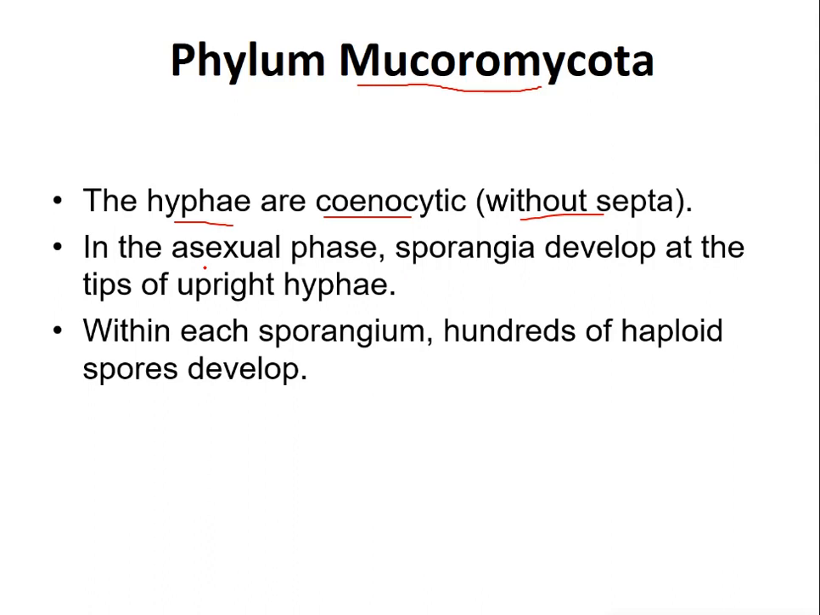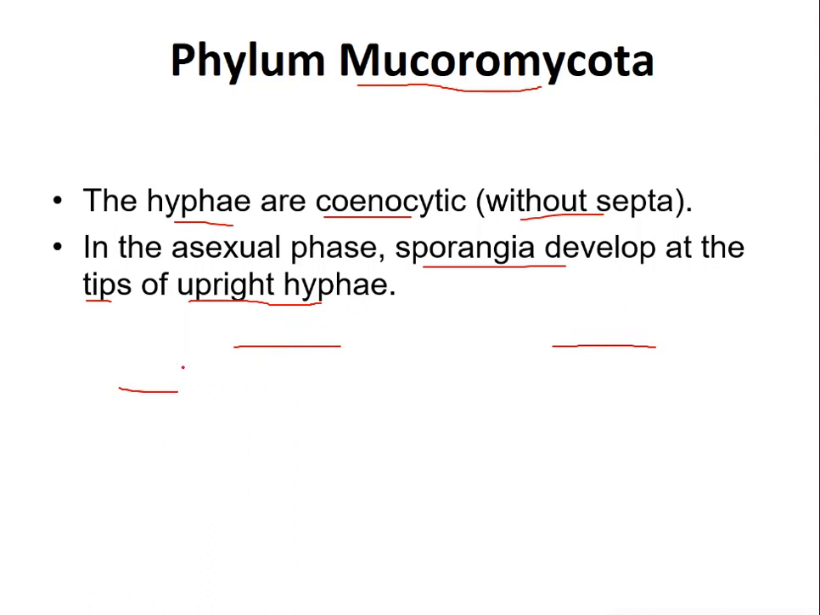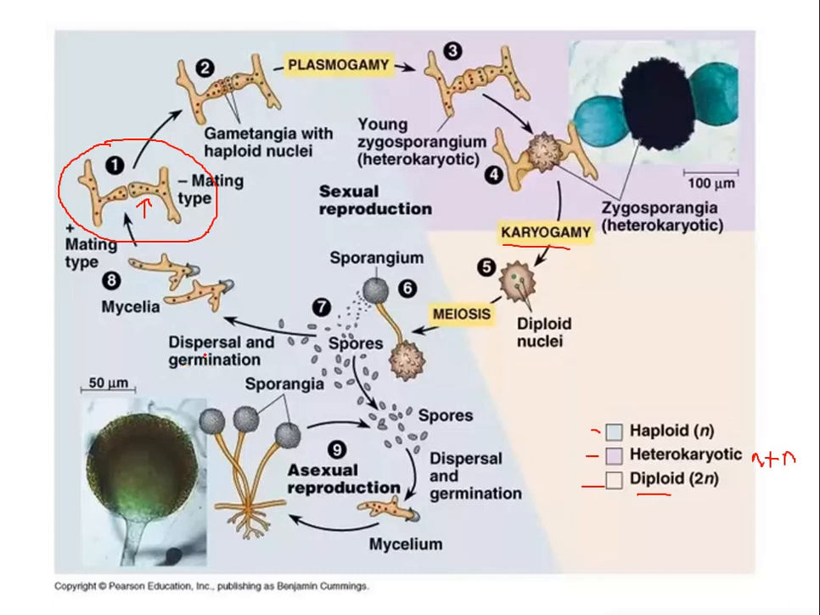Right? In the asexual phase of the life cycle, sporangia develop at the tips of upright hyphae, where within each sporangium hundreds of haploid spores develop. Now let's see the asexual phase. You have to look at this picture. This is the asexual phase of the life cycle.